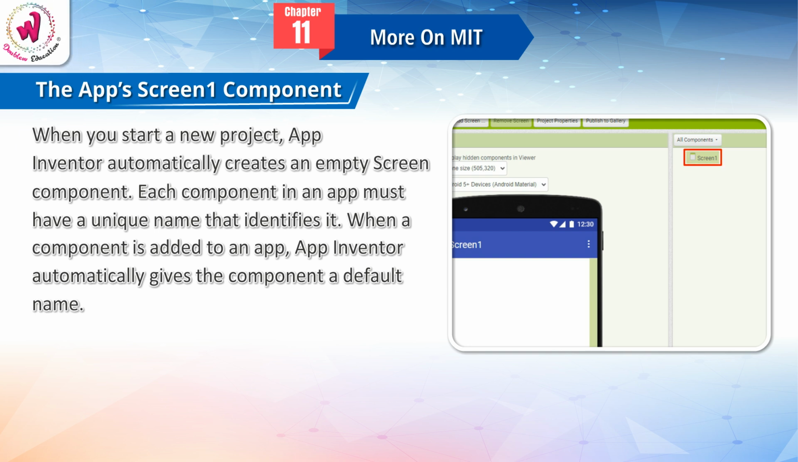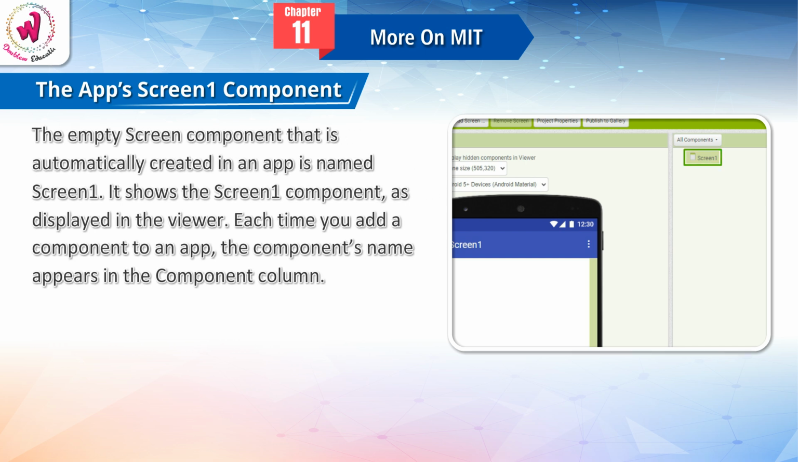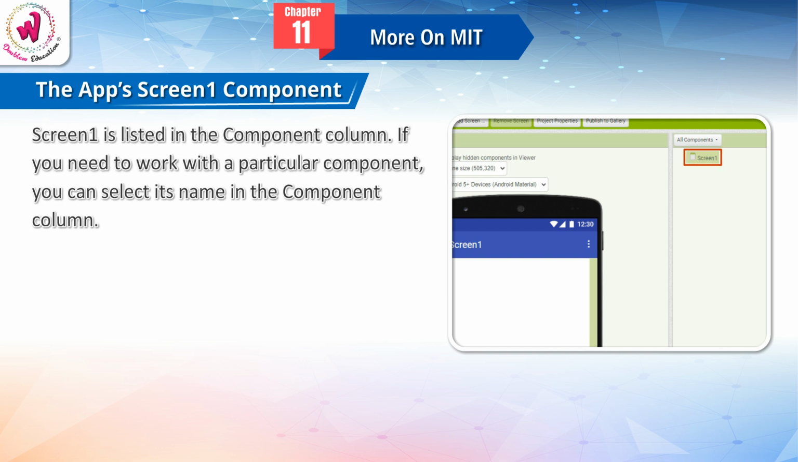Each component in an app must have a unique name that defines it. When a component is added to an app, App Inventor automatically gives the component a default name. The empty screen component that is automatically created in an app is named Screen1. It shows the Screen1 component as displayed in the viewer. Each time you add a component to an app, the component's name appears in the components column. Screen1 is listed in the components column.